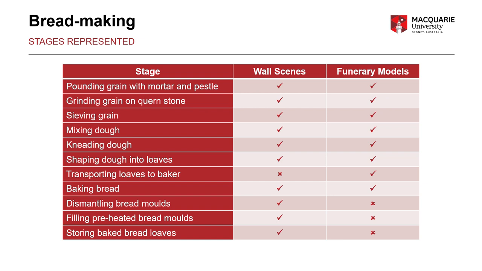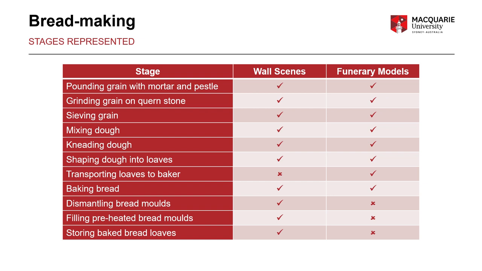Although no single artwork displays all of the stages involved in making bread, several of the most important steps are depicted by both media. What's notable is that bread making is the most expansive theme in the repertoire of funerary models in terms of the quantity of stages represented. Most themes in models are particularly condensed, with often a single activity representative of an entire process.